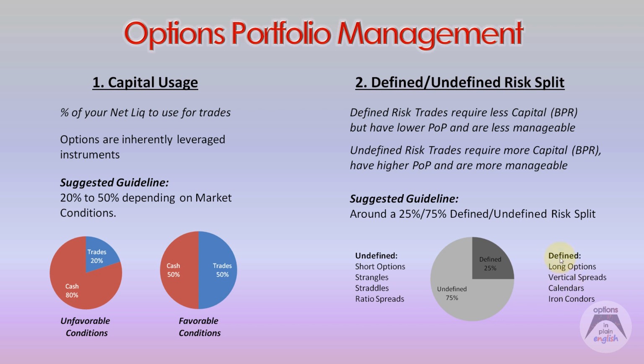So you can see the difference between undefined and defined. Defined, your BPR is never going to change, is very limited, and you either make money or lose money, but those positions don't grow with time. The undefined ones have better probabilities of profit, but at the same time, their BPR is higher, and also the BPR is dynamic. So if the position moves against you, then the position is going to require more BPR, which means that margin or BPR is dynamic.